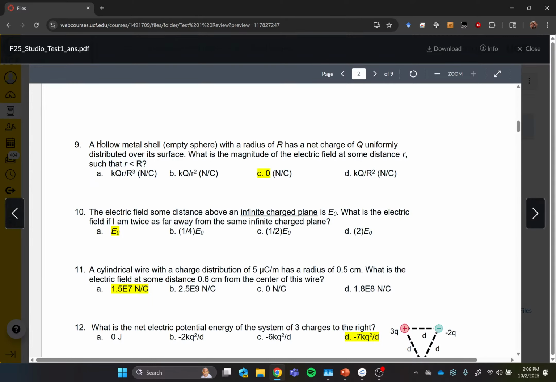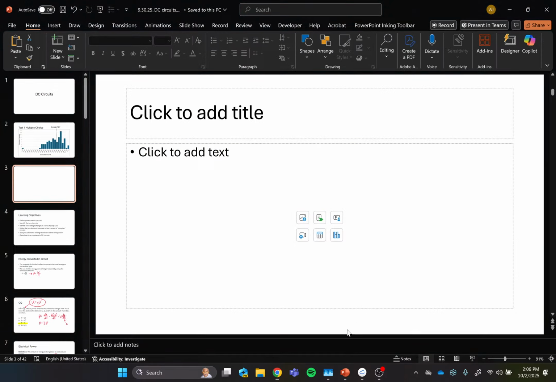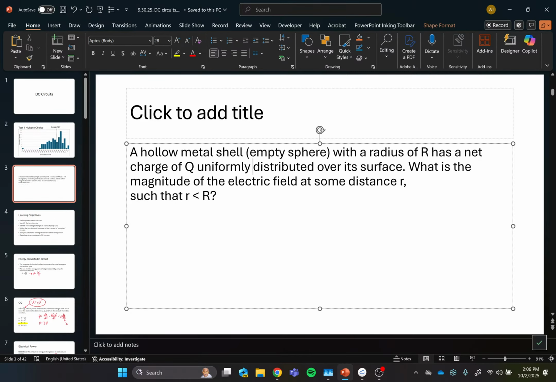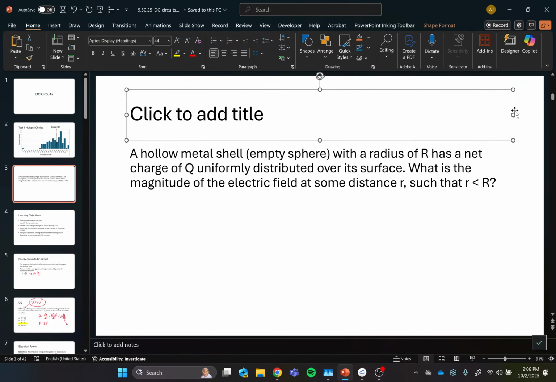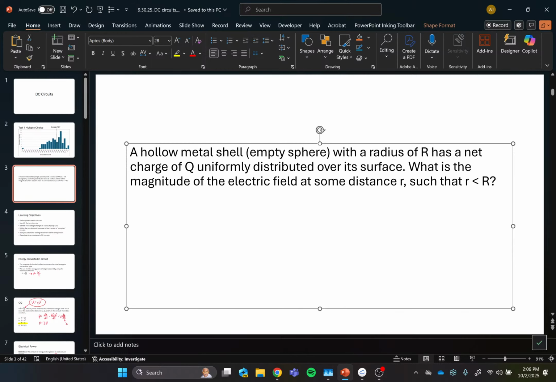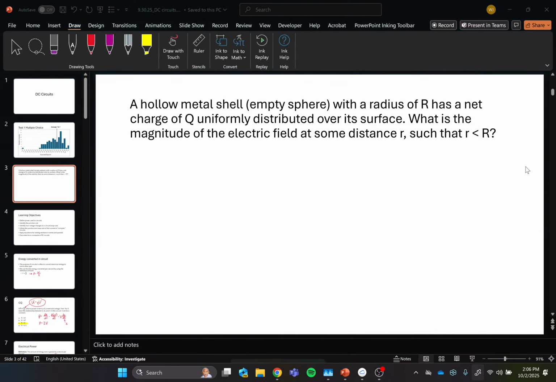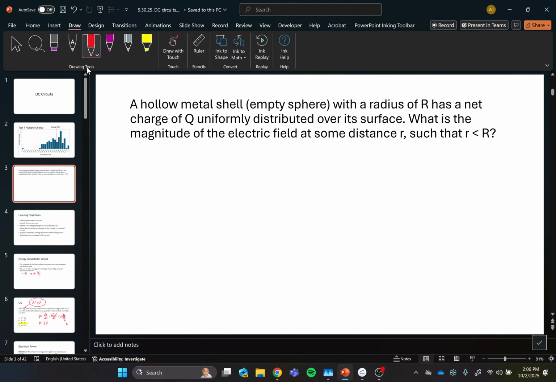A hollow metal shell, an empty sphere with a radius of R, has a net charge of Q uniformly distributed over its surface. What is the magnitude of the electric field at some distance r such that r is less than R? Anytime we have a Gauss's law problem, you should be drawing a picture. On the test, you have time. With that time, go slowly, draw pictures, write equations. Sometimes when you immediately jump to an answer, that answer is wrong. By going slowly and carefully, that's how we make sure we don't make this mistake.